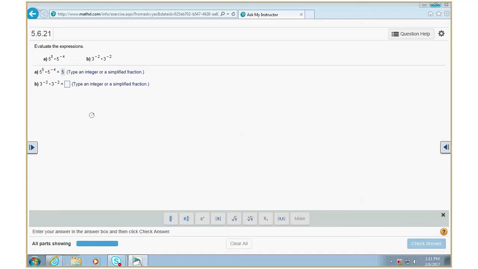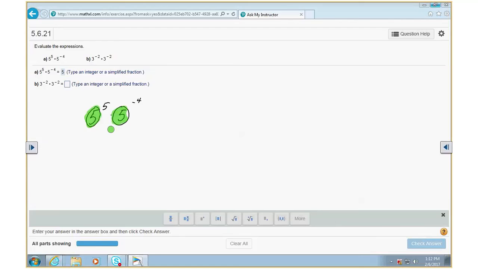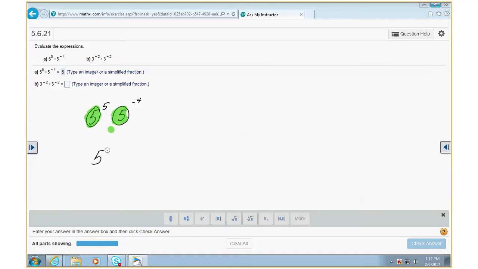All right, here we go. Now, you can do this one 5 or 6 different ways. 5 to the 5th times 5 to the negative 4th. Now, what are these? These are the same what? The same bases. They're called bases because these are exponents. So what does that mean we can do with the exponents if we're multiplying them? Add them. You have $5, you owe $4. What's the outcome? And 5 to the 1 is?